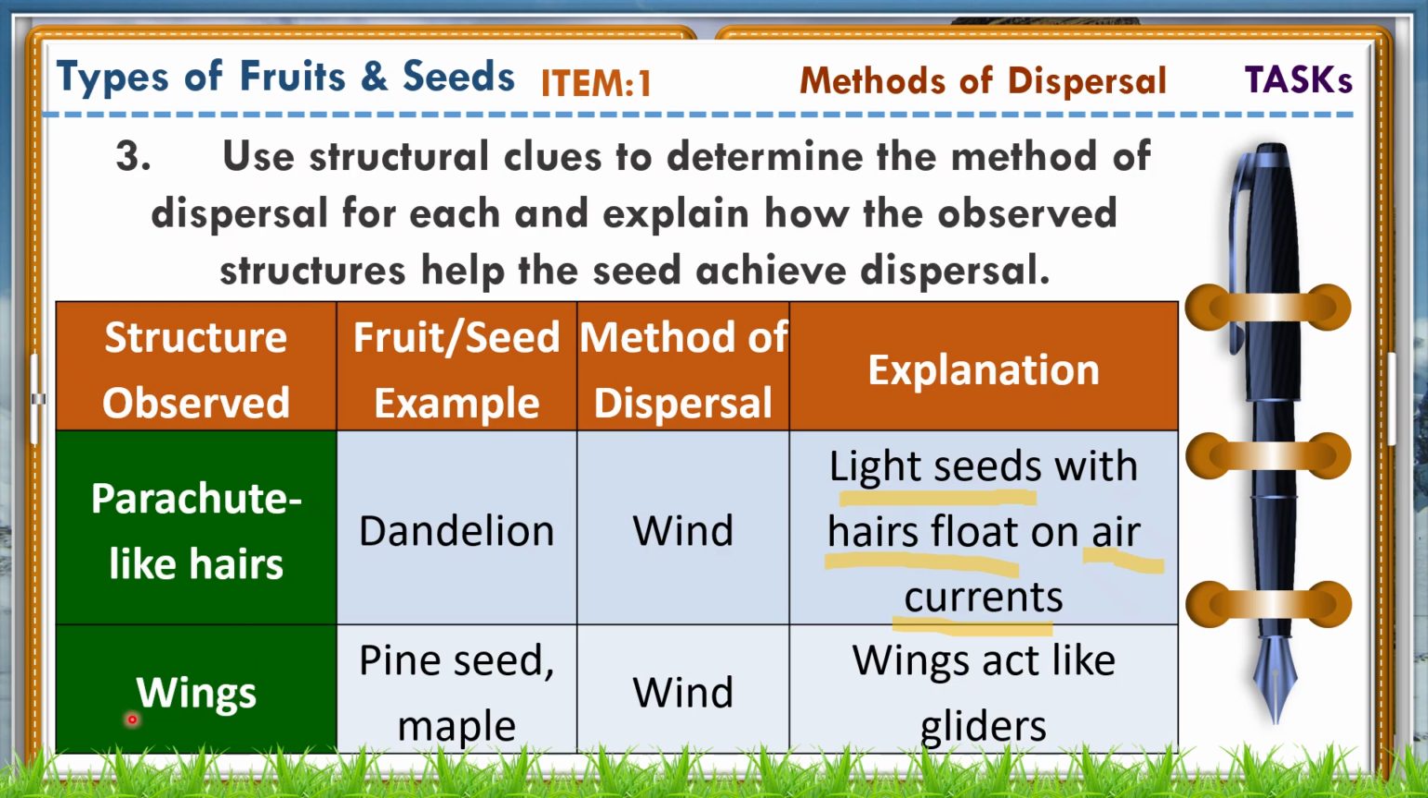Then there are other observed structures like the wings. These we can observe in pine seeds and maple. The method of dispersal is by wind. And how do wings help in seed dispersal? The wings act like gliders. They are blown by the air so that the seed can move from one place to another.